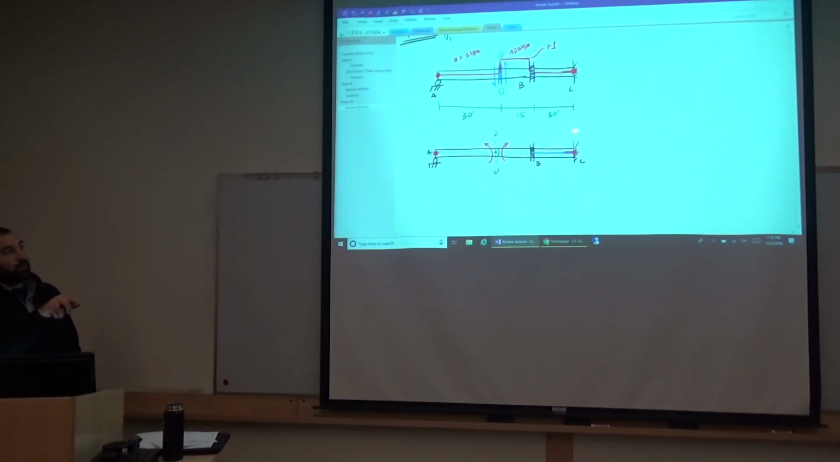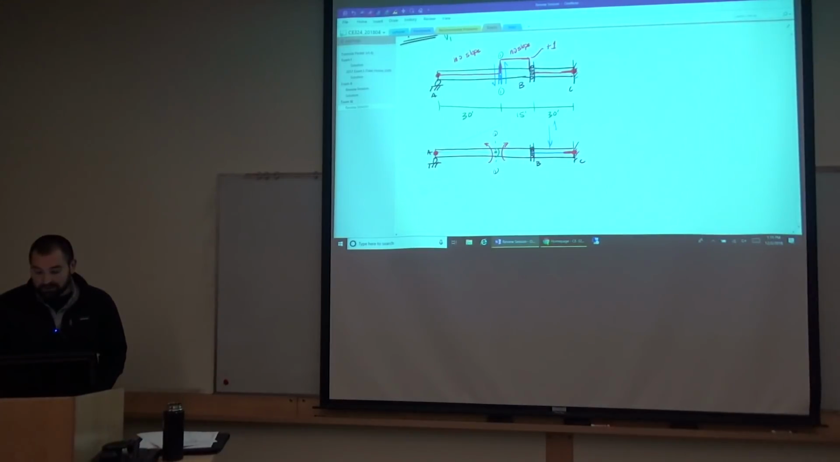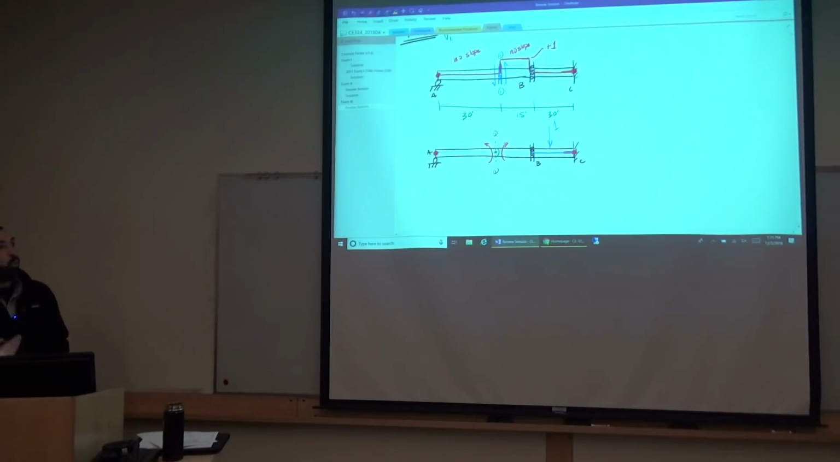But yeah, so think of it this way. A vertical load over here, where does that vertical load have to go? If I were to apply a vertical load, let's just say 1 right there, where does that vertical load go? Which support does it go to, A or C? All of it goes to C.